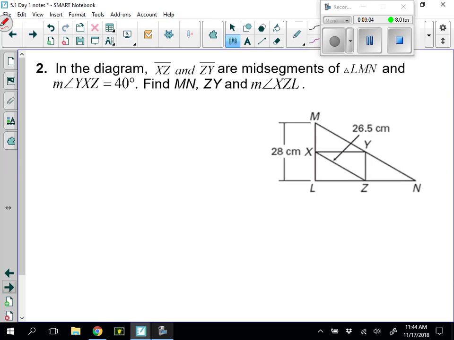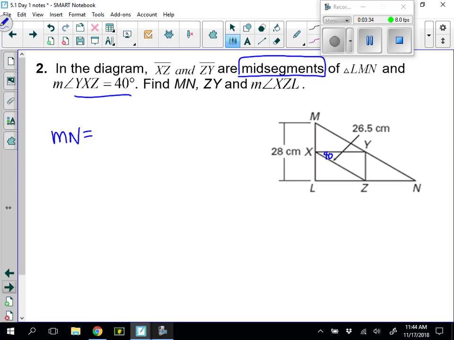Okay, next example. In the diagram, XZ and ZY are midsegments of triangle LMN. Midsegments, so now I can apply my rules that we read about. The measure of this angle is 40 degrees. We want to find several lengths. So let's put 40 on the picture. YXZ is right here. We're going to put 40 degrees right there in that angle. So let's start with MN.